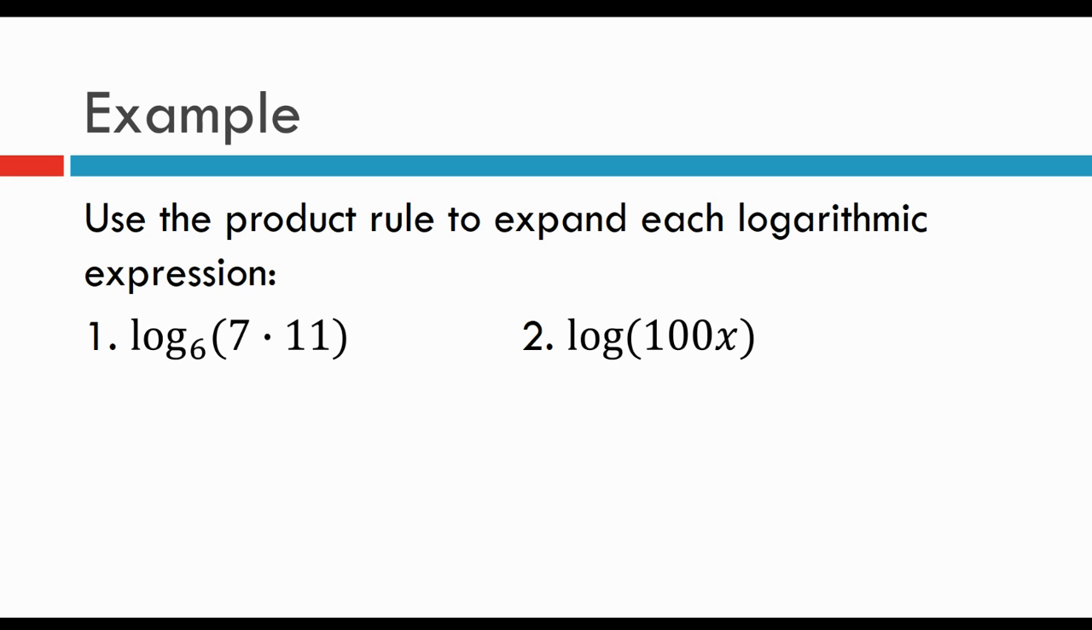Okay, so let's use the product rule to expand each logarithmic expression. Here we have log base 6 of 7 times 11. Because there is a product happening inside of the parentheses, we are going to be able to split this apart. We're going to write log base 6 of 7, and then based off of our rule, product means we are going to add, and then we're going to write log base 6 again, and now we're going to put the second number, which is 11. If I could simplify this, then I want to. So if I'm looking at log base 6 of 7, remember that means, okay, can I take 6 to some power and make that turn into 7? Hopefully we notice no, 6 to some power is not going to get me 7.